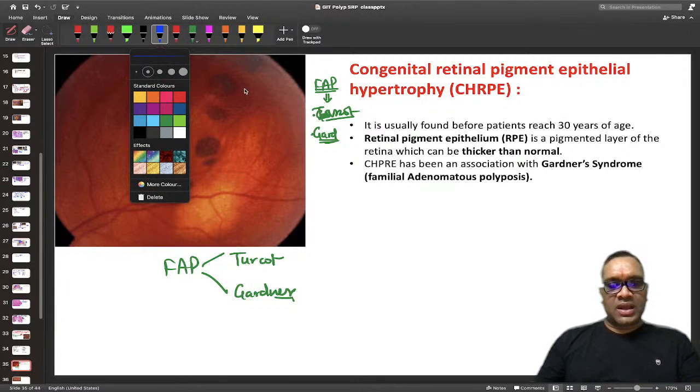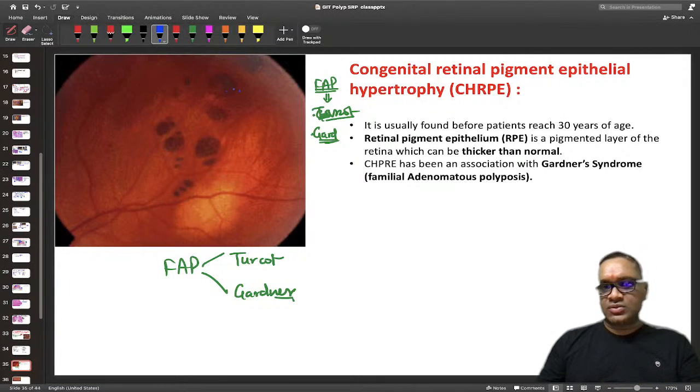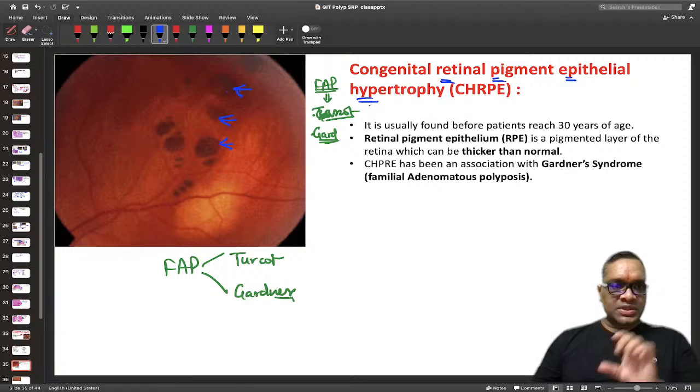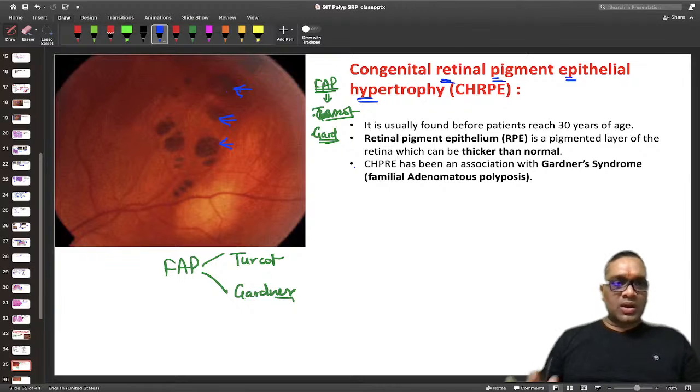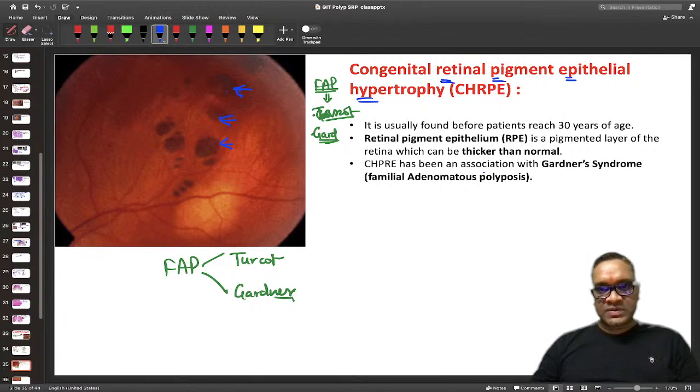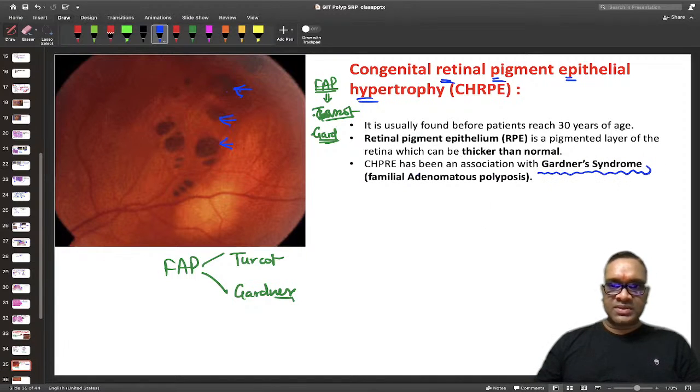Apart from this, suppose you are seeing a young patient and the ophthalmological examination of the retina is showing you something like this, right? So these are retinal pigment hypertrophy, right? This picture is given along with the polyp, right? So this is how a question can be asked in your exam also, or you may come across this kind of clinical scenario in your life also. Congenital retinal pigment epithelial hypertrophy will be seen, and that is very commonly associated with familial adenomatous polyposis, right? And more specifically, they are associated with Gardner syndrome, right?